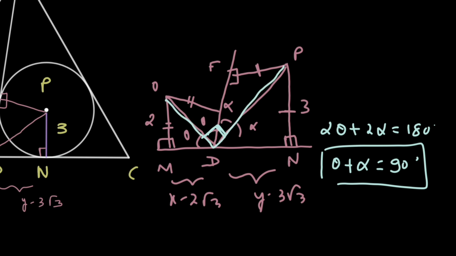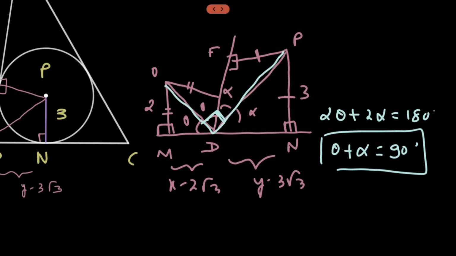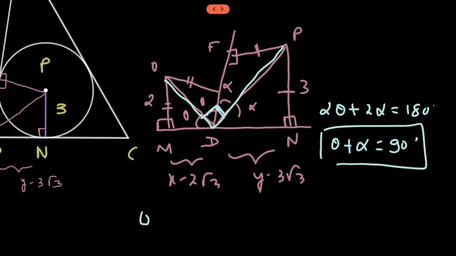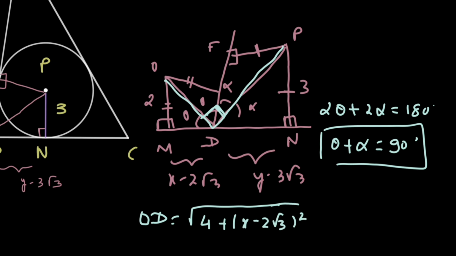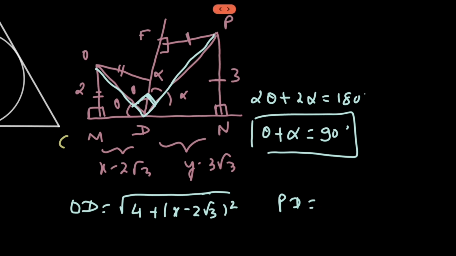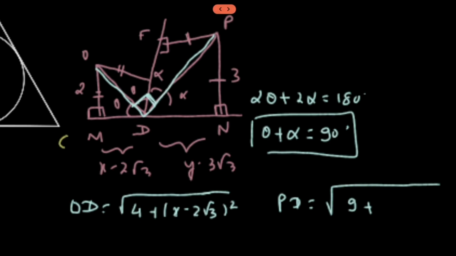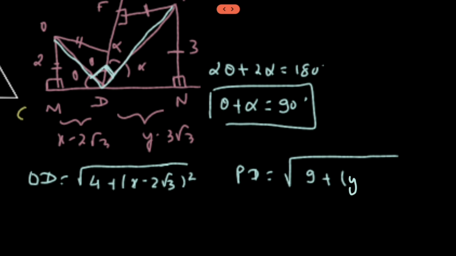Okay. Now look in this right angle triangle, that is the right angle triangle OMD. The height is 2, the base is x minus 2 square root of 3. So by applying the Pythagoras theorem, the length of OD would be square root of 4 plus x minus 2 square root of 3, the complete square. Similarly, here we have a right angle triangle. The height is 3, the base is y minus 3 square root of 3. Therefore, the length of PD would be equal to square root of 9 plus the base square, that is y minus 3 square root of 3, the complete square.